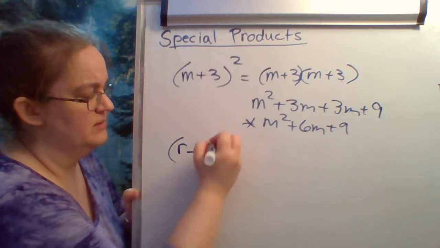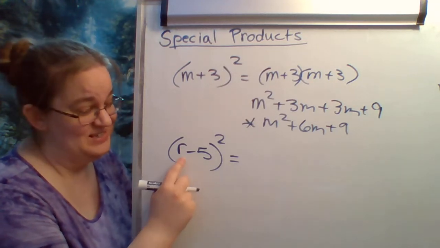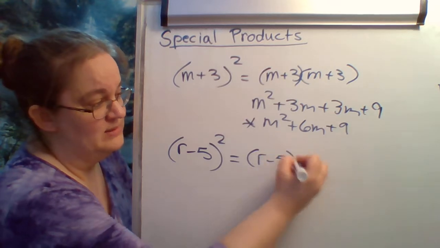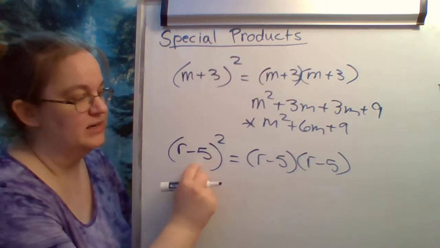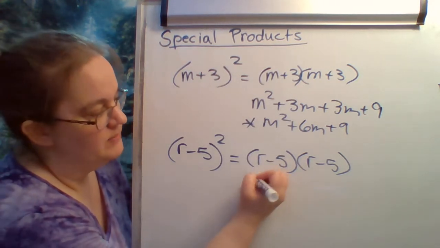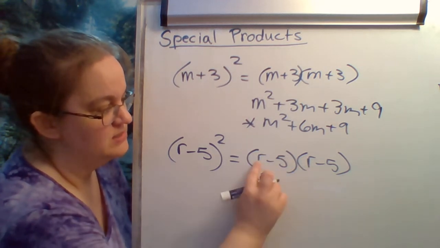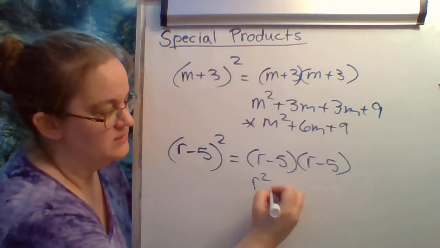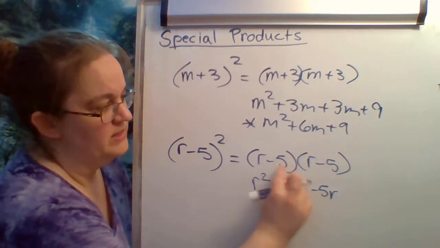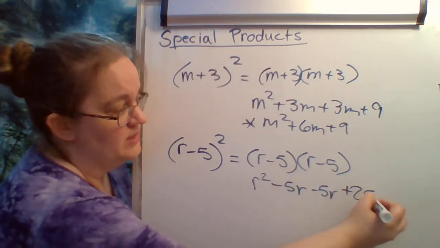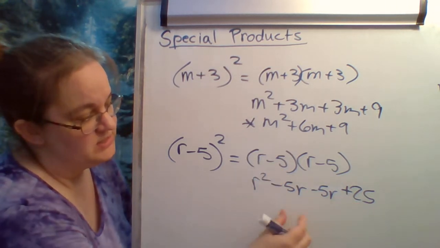So let's take a look at another example. Again, this is not r squared minus 25, because this is (r - 5) times (r - 5). And so you need that middle term. Again, write it out like this. First term times the first, your double distribution, so this times this and this times this. So r times r is r squared, r times minus 5 is minus 5r, minus 5 times r is minus 5r, minus 5 times minus 5 is a plus 25. Remember you're thinking about this as negative 5 times negative 5, and so that's going to be a positive.